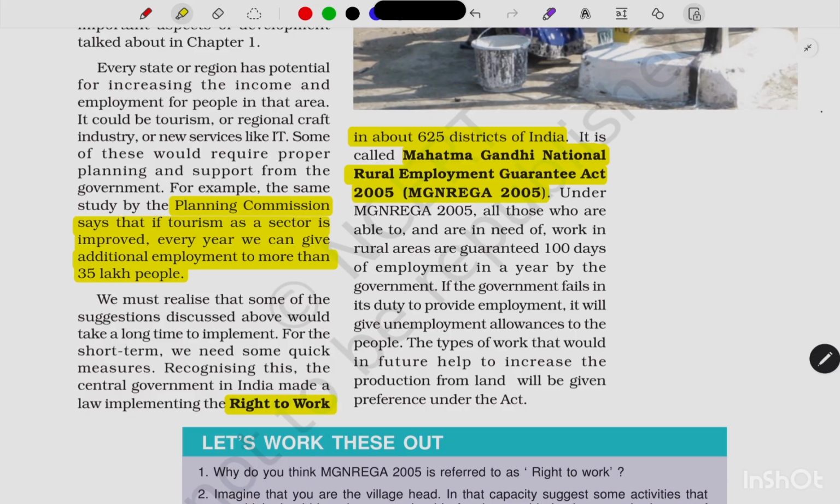Okay, that is MGNREGA, Mahatma Gandhi National Rural Employment Guarantee Act. Now I tell you this, there is no other way but to memorize this. Now under MGNREGA, I'm closing my eyes and I'm trying to say this myself. MGNREGA, that stands for Mahatma Gandhi National Rural Employment Guarantee Act.